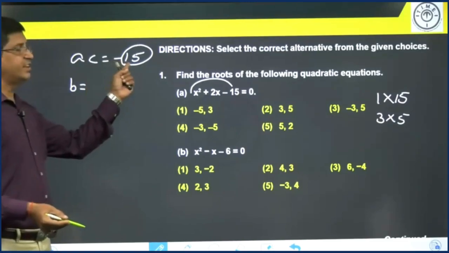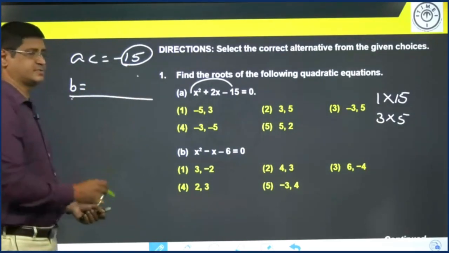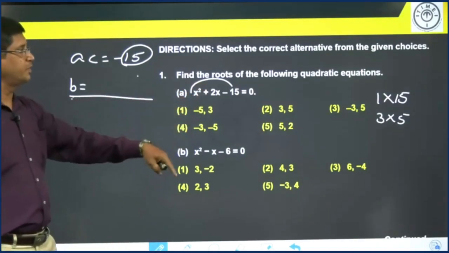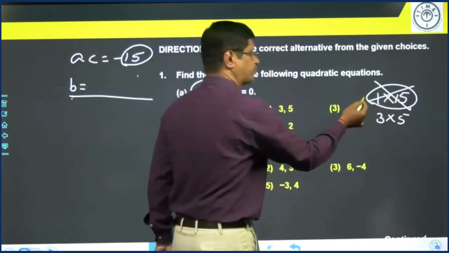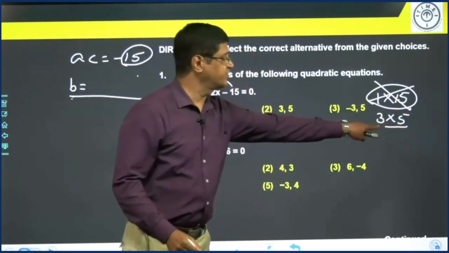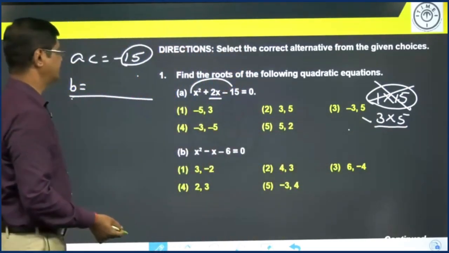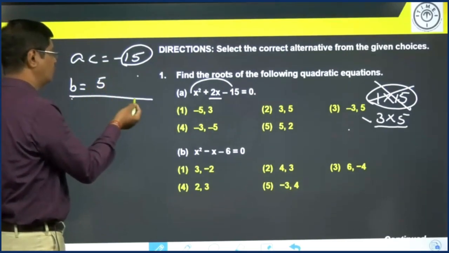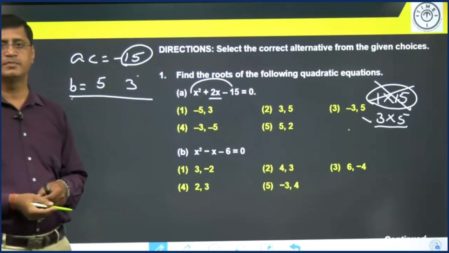When the product is negative, b will be the difference of the two factors. Difference of the two factors means here how much is the difference? 14. So it is not possible. What is the difference here? The difference is 2. So here it is possible. So what is the conclusion here? The factors are 5 and 3.